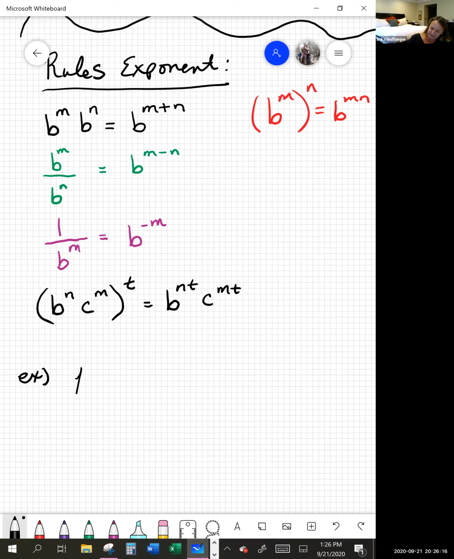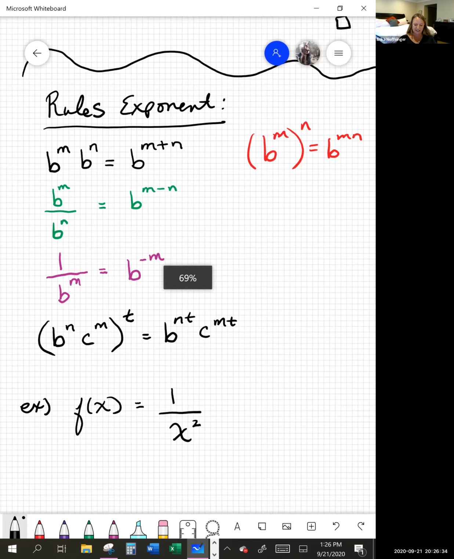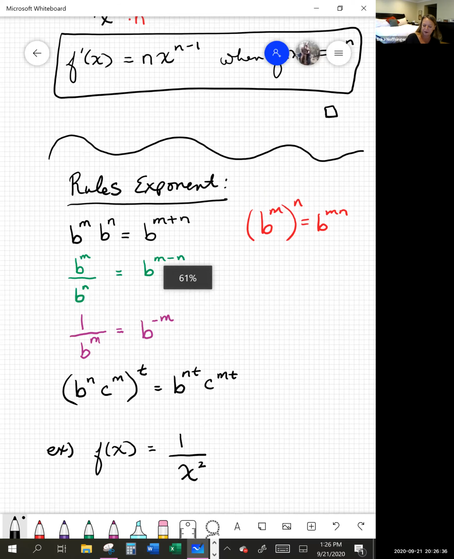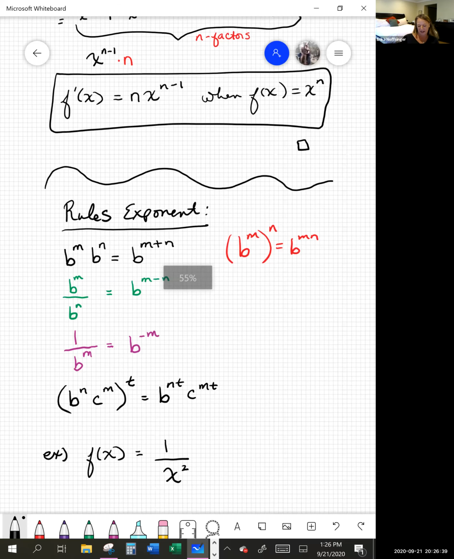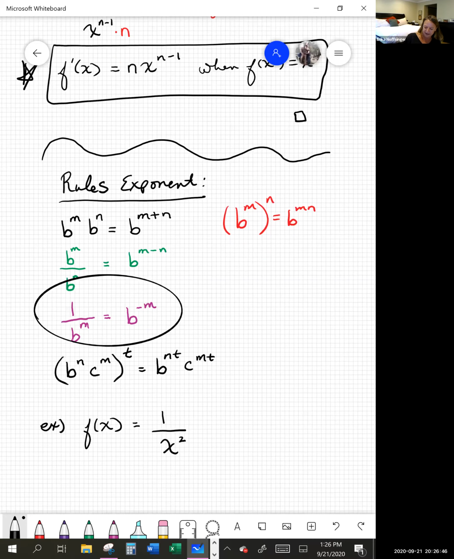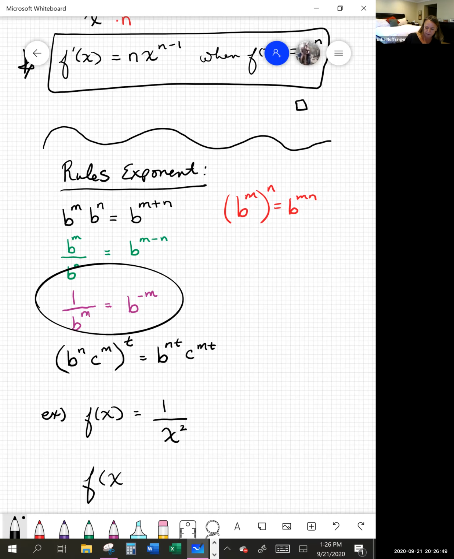Okay, so here's some examples of why this would be helpful. If we have, let's say, f of x is equal to 1 over x squared. Well, I can't take the derivative of this unless I rewrite it so it's in the form where I have x raised to the nth power. Then I can use this general power rule. I can manipulate it by using this rule: if I have something in the denominator, I move it up to the numerator, rewriting it with a negative exponent. So f of x then could be rewritten as x to the negative 2 power.